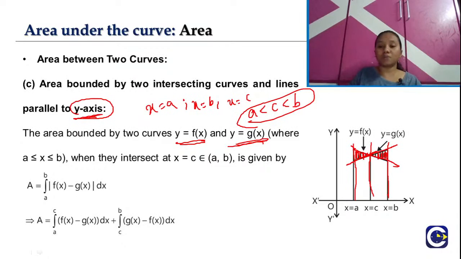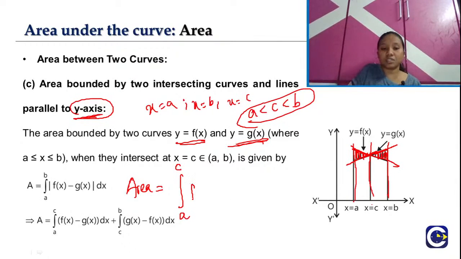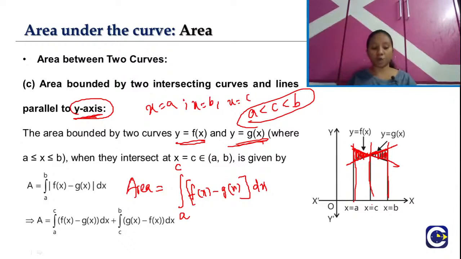So now if you observe, for the first part, our f of x is the upper curve, whereas in the second part of the figure, g of x is the upper curve. So how will we find the required area? From x equal to a to c, what is the upper curve here? f of x. That means here the area will be the integral of f of x minus g of x dx. So this is the area given by this small shaded portion here, right?